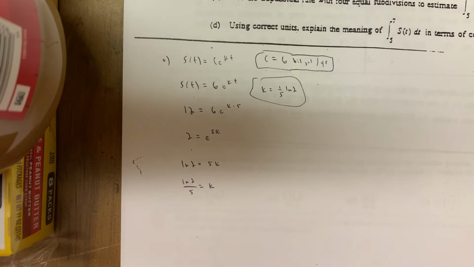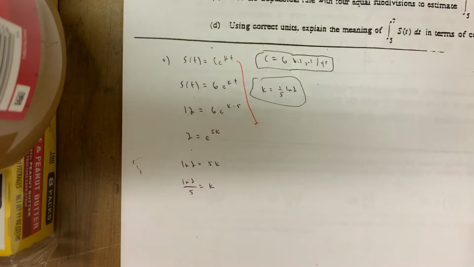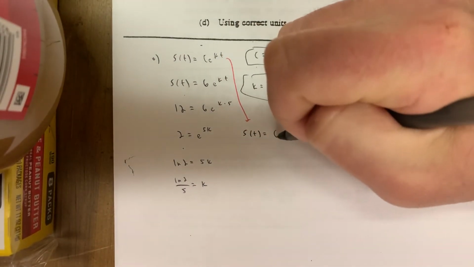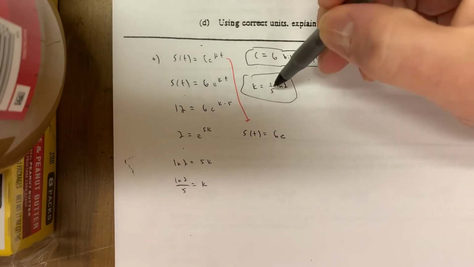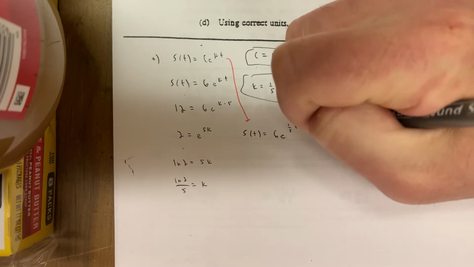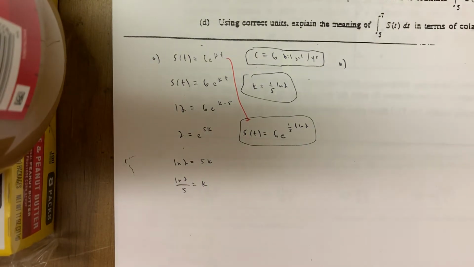So hopefully that first part isn't too terrible. Now I actually know what S of t is equal to, and they're going to start asking about this function, which represents the rate at which cola is consumed. We know it's 6 e to the 1/5 ln 2 times t, which you really should write as 1/5 t ln 2. It's the best way to write it out. Not that they needed that for part A, but it's going to be useful in part B.